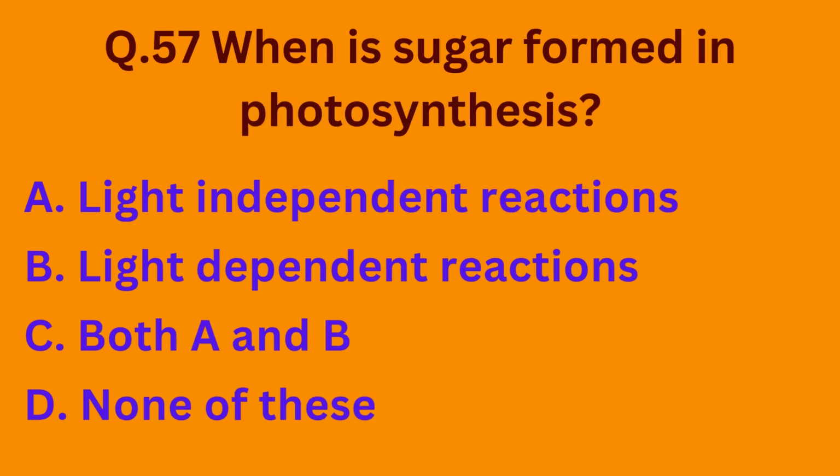Question number 57. When is sugar formed in photosynthesis? Option A light independent reactions, option B light dependent reactions, option C both A and B, and option D none of these. So basically sugar is formed in light independent reactions. So the correct option is option A.